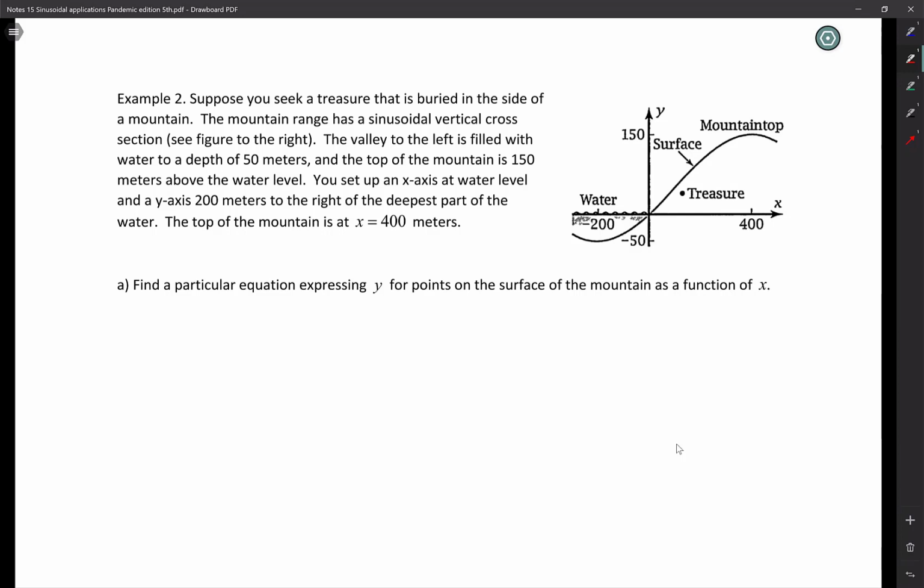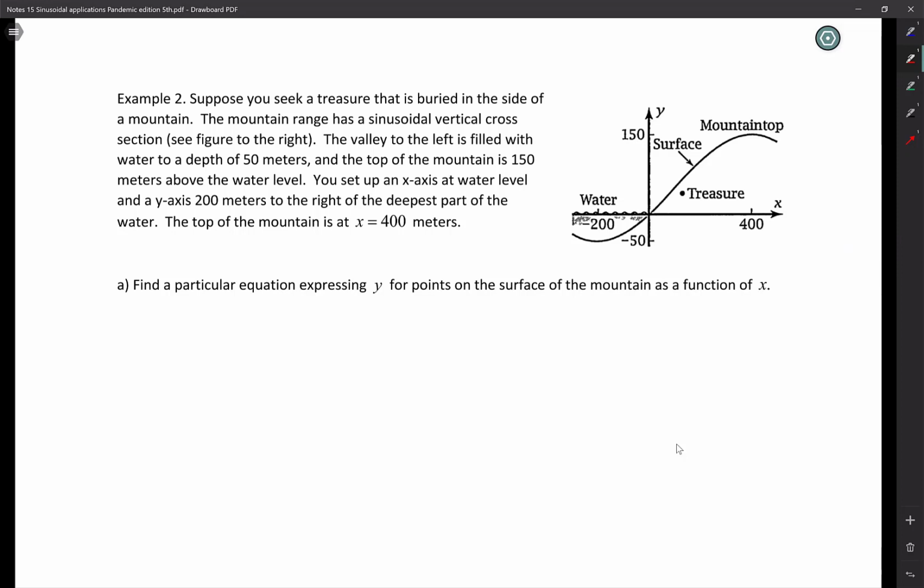Example 2, it says, suppose you seek a treasure that is buried in the side of a mountain. The mountain range has a sinusoidal vertical cross section. Oh, that's pretty cool. The valley to the left is filled with water to a depth of 50 meters, and the top of the mountain is 150 meters above the water level. You set up an x-axis at water level and a y-axis 200 meters to the right of the deepest part of the water. Okay, that makes sense. The top of the mountain is at x equals 400 meters.